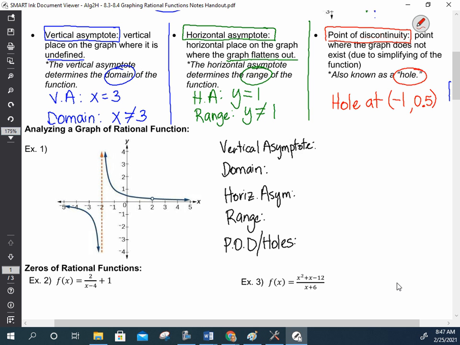So let's go ahead and analyze this graph. Vertical asymptote, we're looking for where's that vertical gap. It's real easy in this case because they drew it already for us. They may not draw it for you all the time. You're just looking for a vertical gap, which was at x equals -2. So that means your domain, x cannot equal -2. So there's your vertical asymptote and your domain.